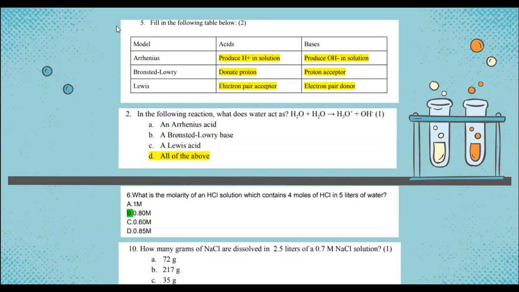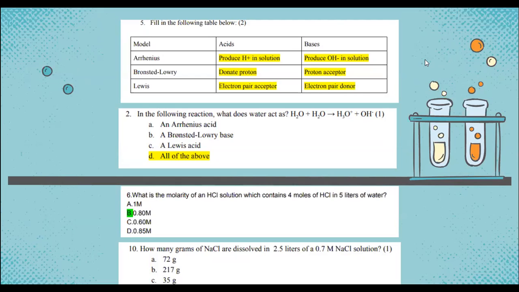So the first one, number 5, fill in the table below. This is an example of a free response question you would get on the test, where you have to actually write in the answers. It's not multiple choice. And this is actually a pretty simple question. It's just asking you to match the definitions of acids and bases with the Arrhenius, Bronsted-Lowry, and Lewis models. So that would be an example of a free response question you could see.